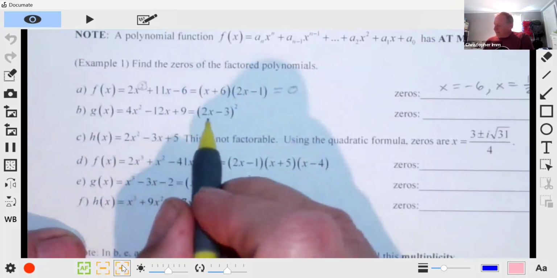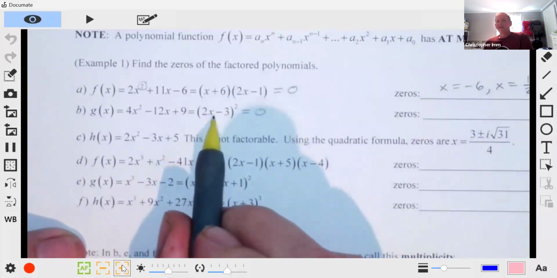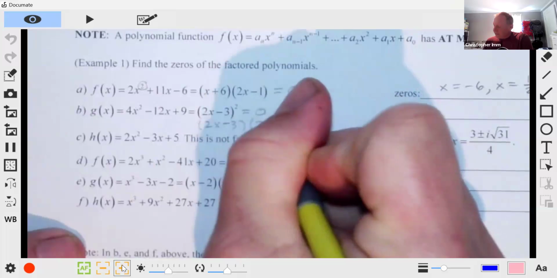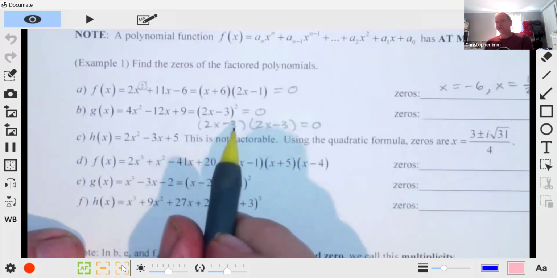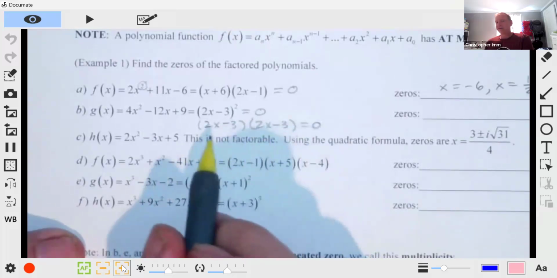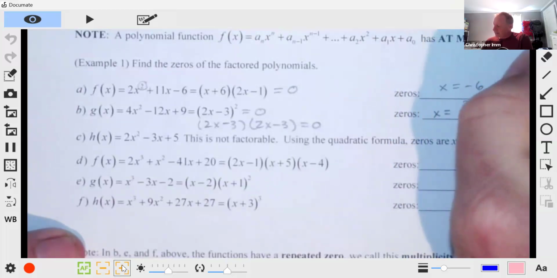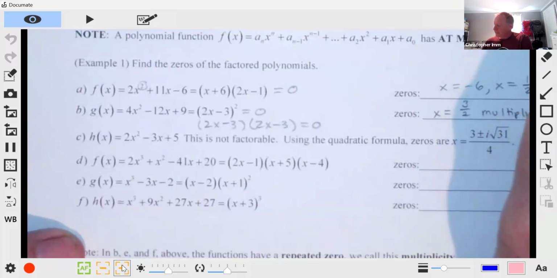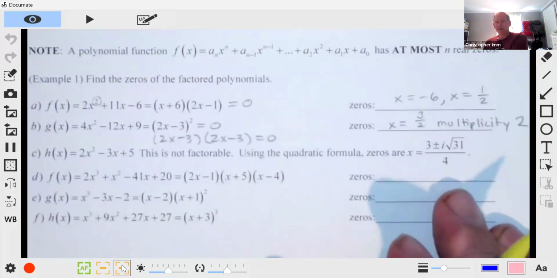The second one factors into a perfect square trinomial. In this case, we have 2x minus 3 squared. So this would be like 2x minus 3 times 2x minus 3. When we set each factor equal to 0, I would have 2x minus 3 equal to 0, add 3 over, divide by 2. So we would say x is equal to 3/2, but this would be twice. So we're going to say this zero has multiplicity 2, which means we count it twice.